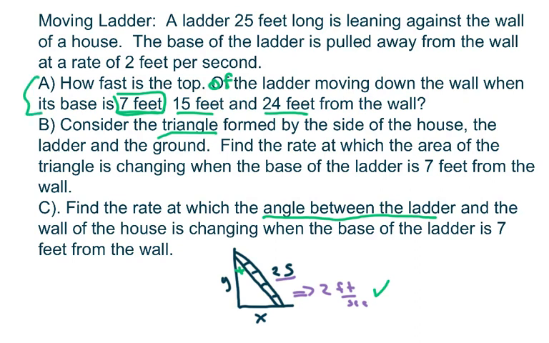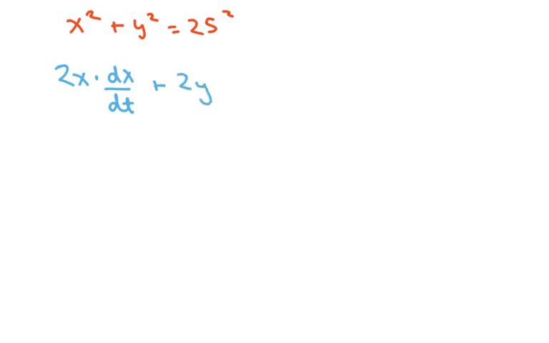So the first thing we're going to do is this, which has three parts. First, we're going to use the Pythagorean theorem, a squared plus b squared equals c squared. In this case, it's x squared plus y squared equals 25 squared. Alright, and then we're going to take the derivative: of x squared, it's 2x times the derivative of x with respect to time, plus 2y times the derivative of y with respect to time equals 0.